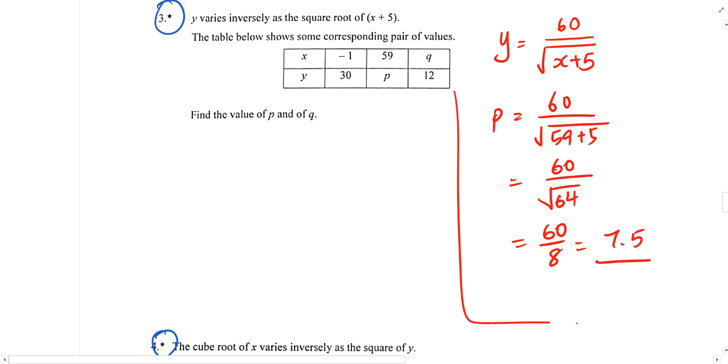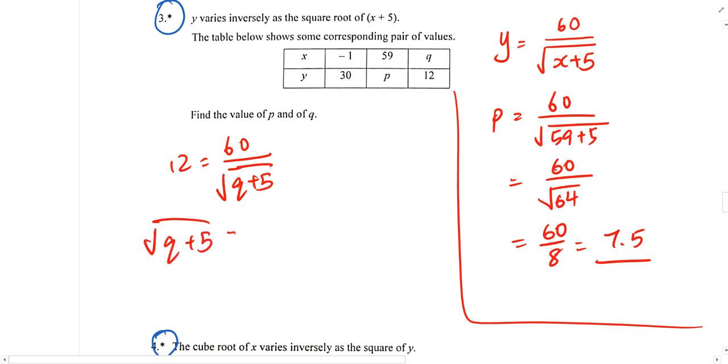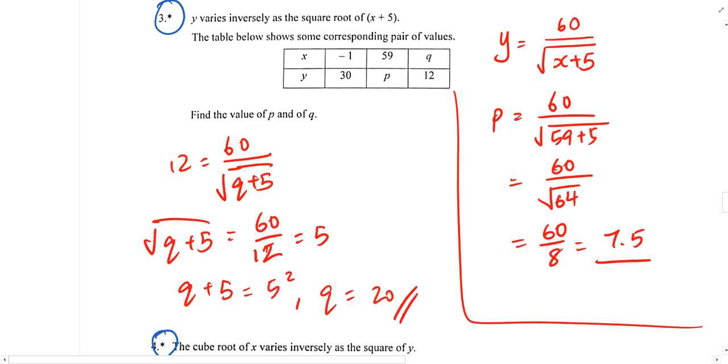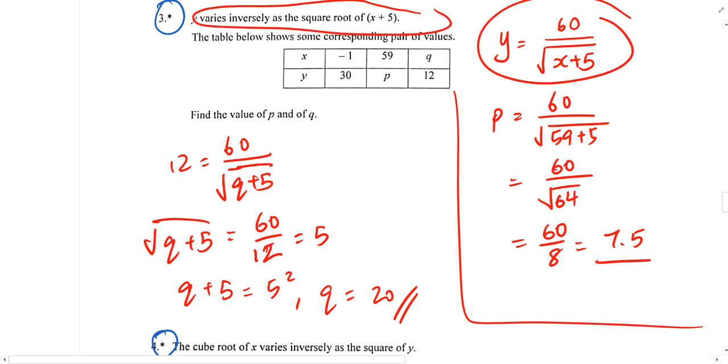Okay, then for the other one, for Q, 12 equals 60 over square root of Q plus 5. Square root of Q plus 5 equals 60 over 12, which is 5. So Q plus 5 equals 5 squared. Q equals 20. All very simple mathematics. The key is just being able to write down the equation.